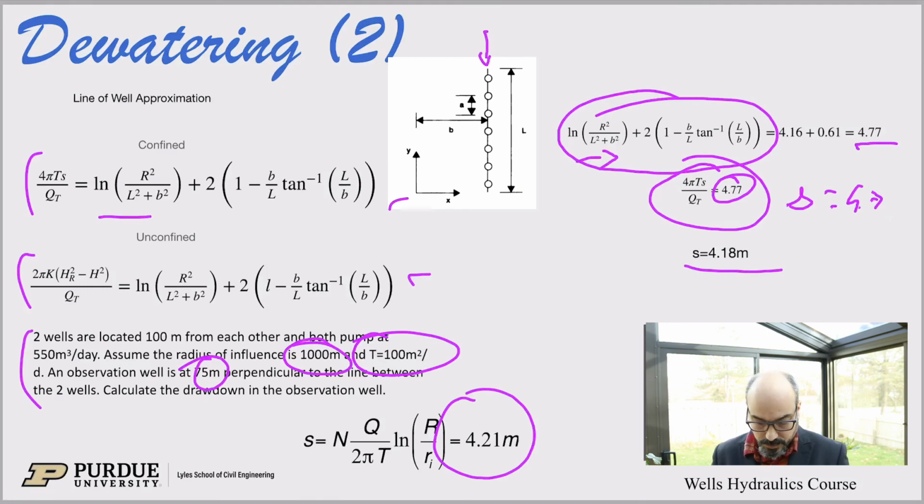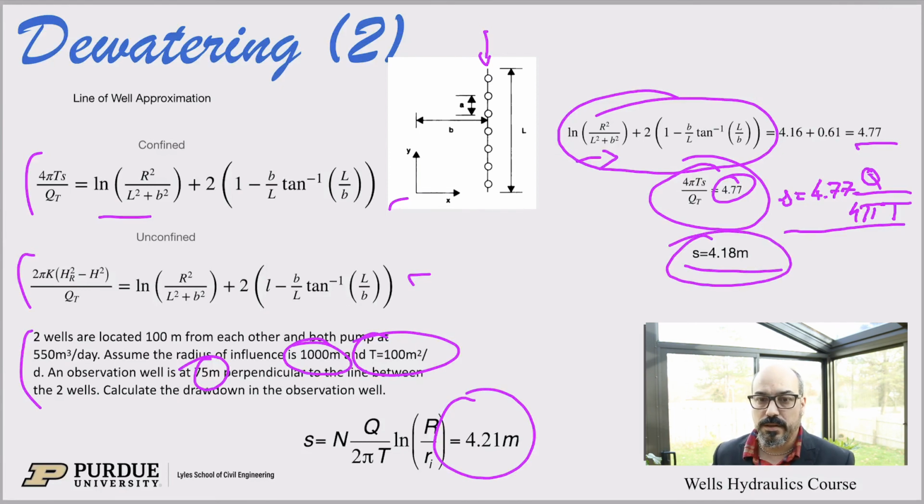Let me write this a little better, if I can. Pi T. Okay, so we know the numbers. So again, plugging in all the numbers, we find that s using this approximation is 4.18 meters. So you can see that we're only off by 3 centimeters.